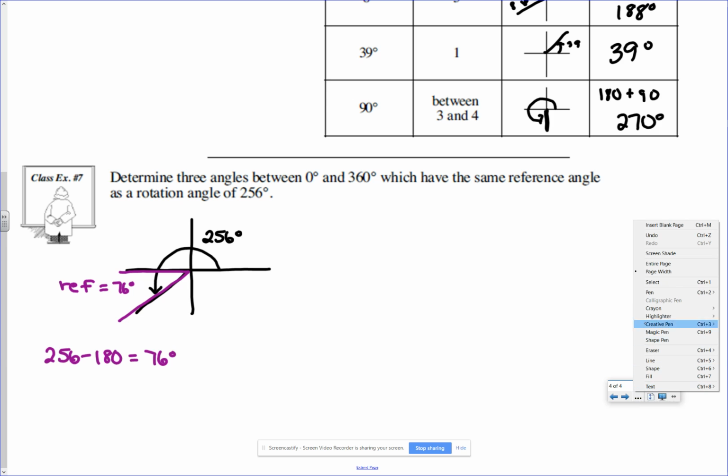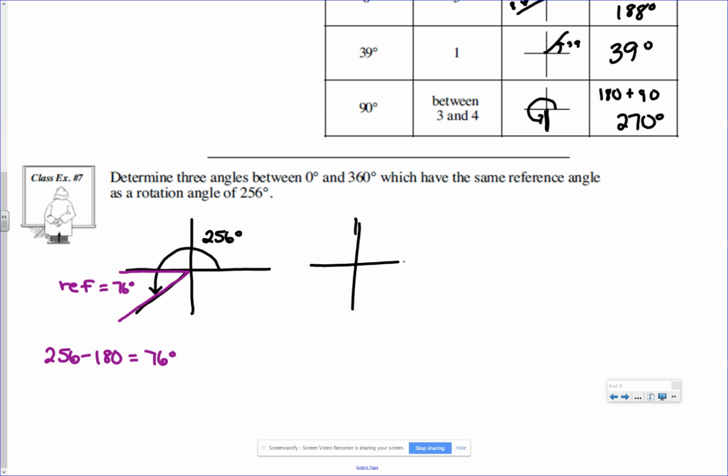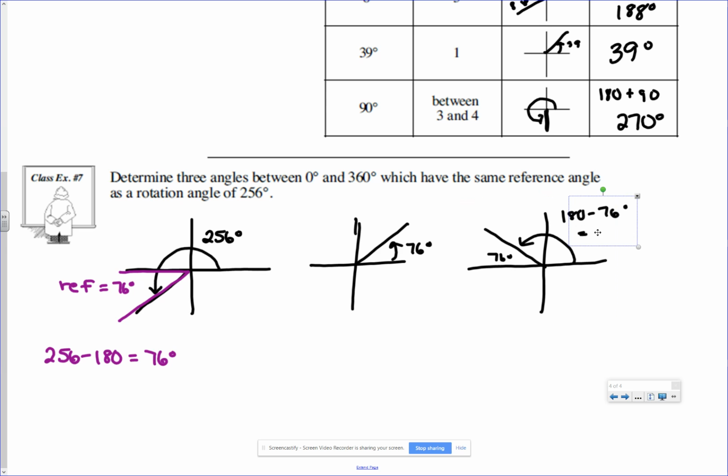So now we have to go through the rest of the quadrants that we have. So we would have quadrant 1, which would just be whatever it is, so 76. We'd have quadrant 2, which is right there. And we know this is 76. So my quadrant 2 angle would be 180 minus 76, which gives us 104. And then we have our last one, which was quadrant 4. And that is right here in my last quadrant. So this would be 76. And I'd have to go that way.